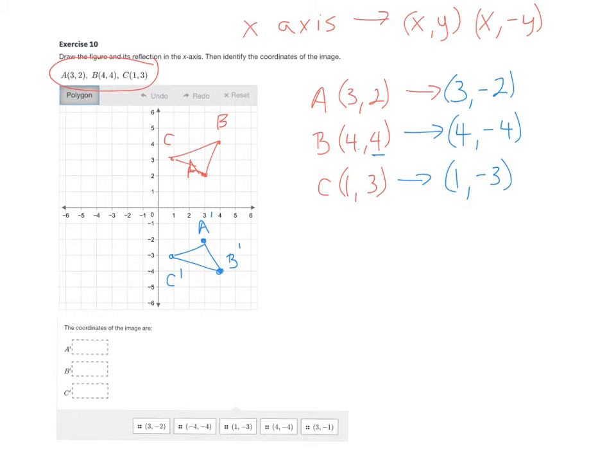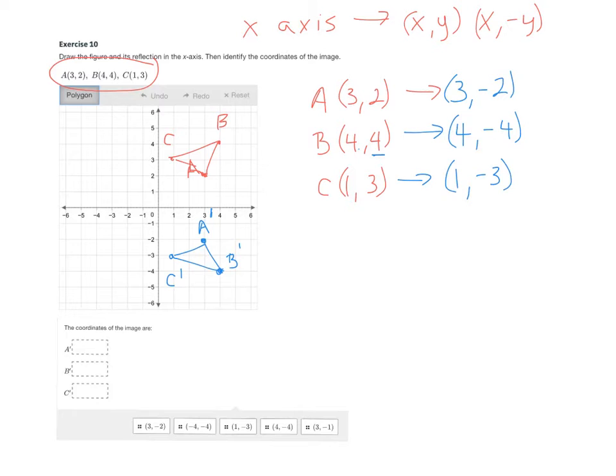Now, the reason why these are prime is because this is the original, and then after you put it through the rule, this is called the image. And we denote the image by putting the little mark there, the little tilde, we call that prime. So A prime, B prime, C prime.